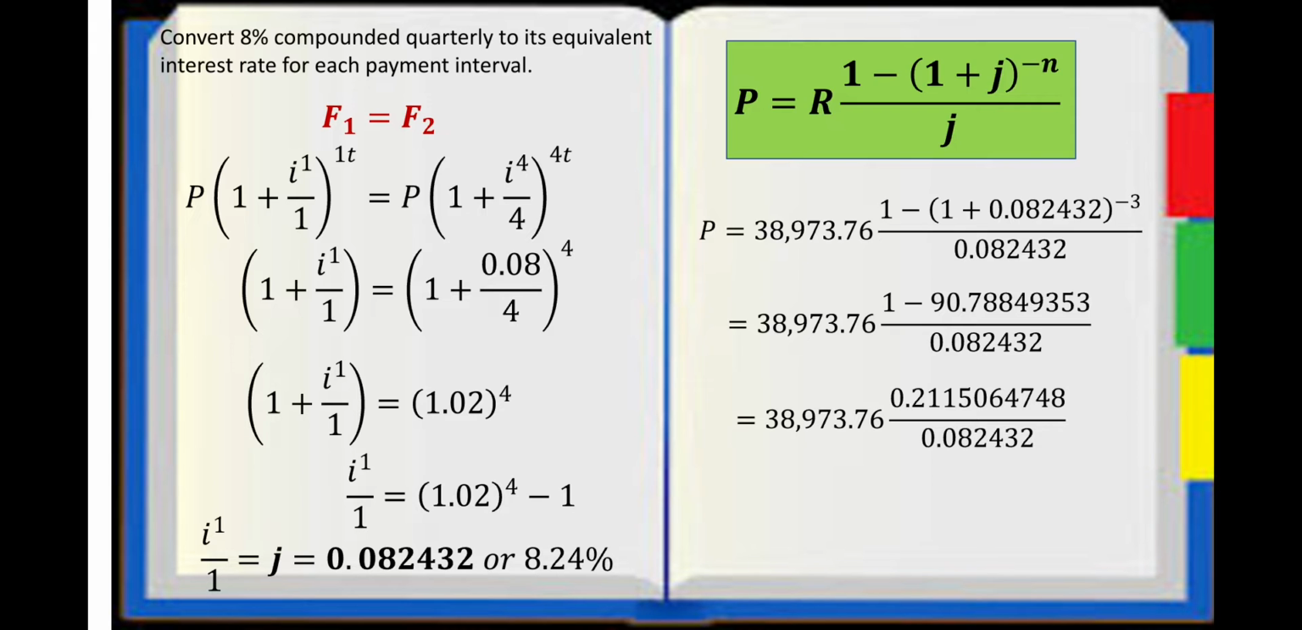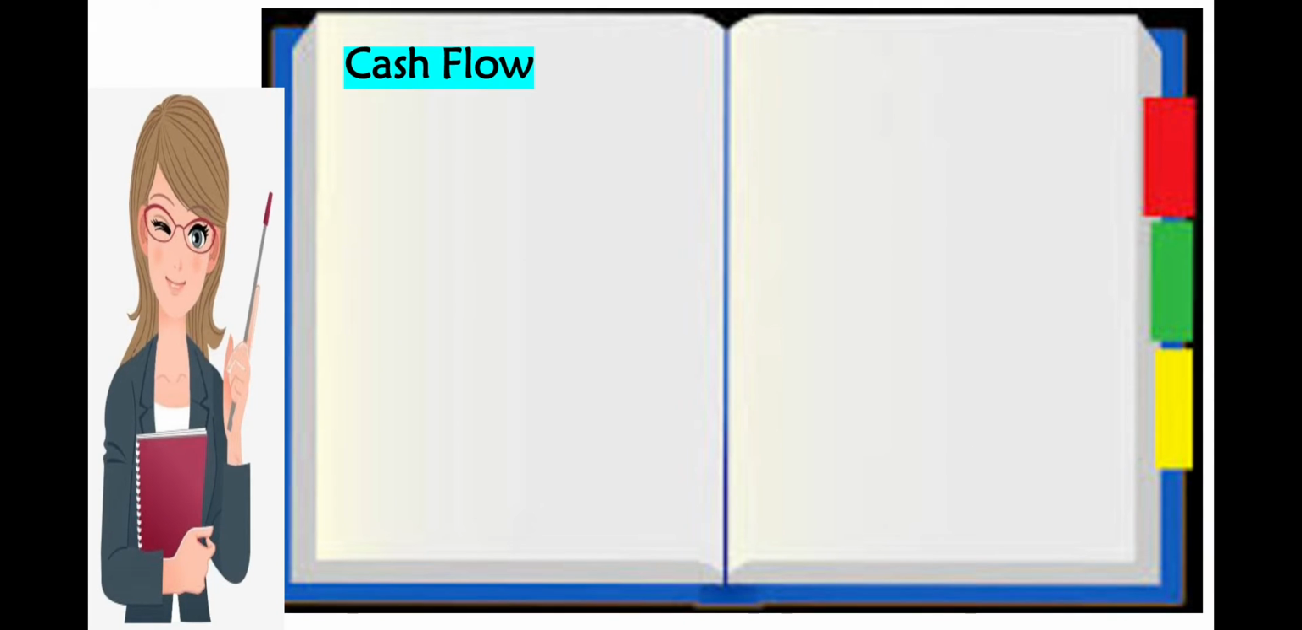is equal to 0.2115644748, divided by 0.082432, is equal to 2.56582971, times 38,973.76, is equal to 100,000 pesos. So therefore the present value is 100,000 pesos.